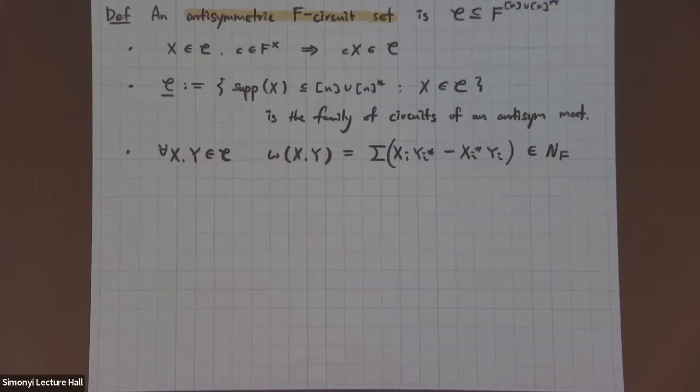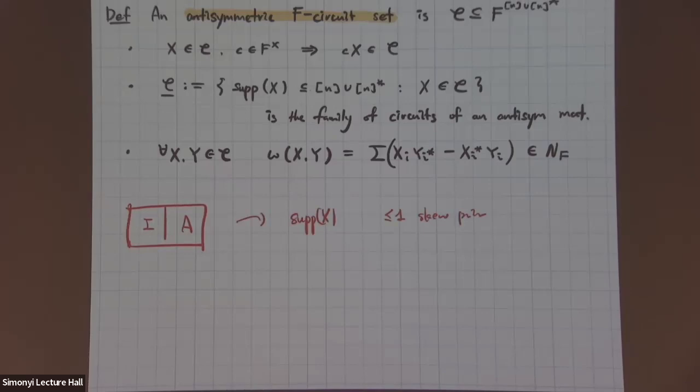And we have another condition, which comes from the circuits. If you have something like [I | A], where A is a symmetric matrix, and you collect all minimal supports of the non-zero vectors which contain at most one skew pair, we already observed that this gives us the circuits of the antisymmetric matroid.